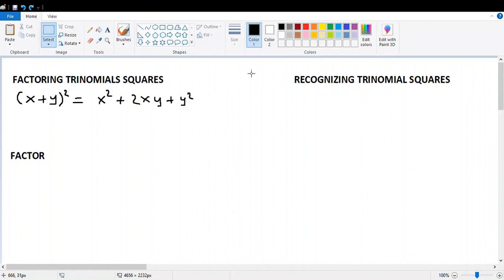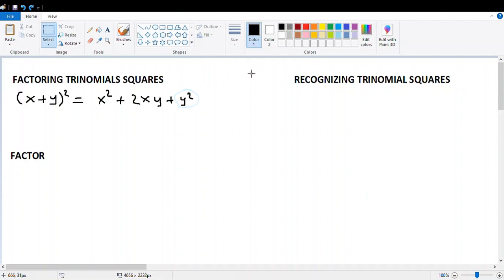This is a special product. If you remember, this special product over here is a binomial square, and it's because we have a binomial here that is affected by a square. The property says that the first term, in this case x squared, is squared, plus 2 times the first term times the second one, the term in the middle, and finally the second term, y squared.